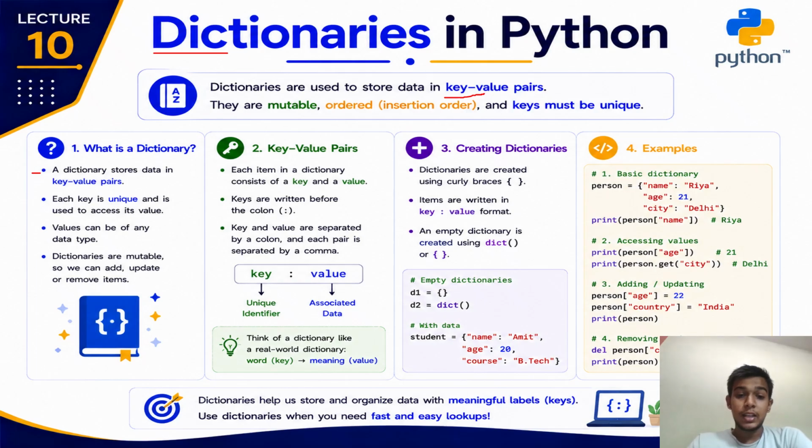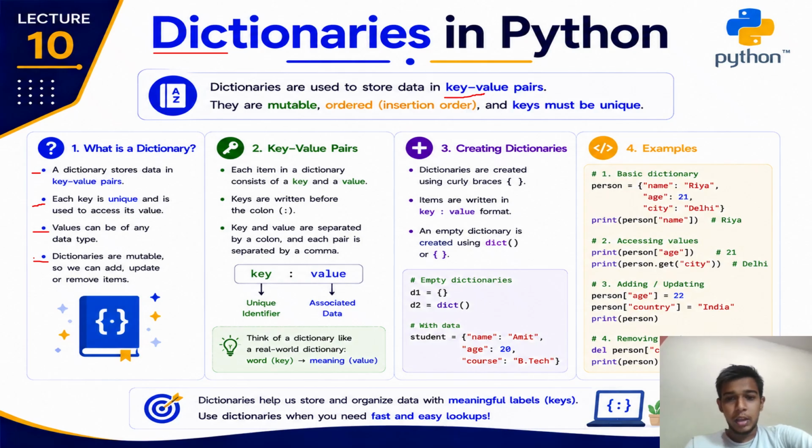Another important point is that keys must always be unique. You cannot have two identical keys inside the same dictionary. However, values can be repeated and dictionaries are mutable, which means we can easily add, update, or remove data whenever needed. And the third point is that values can be of any data type. You can give the value of any data type, either a string, boolean, integer, float.